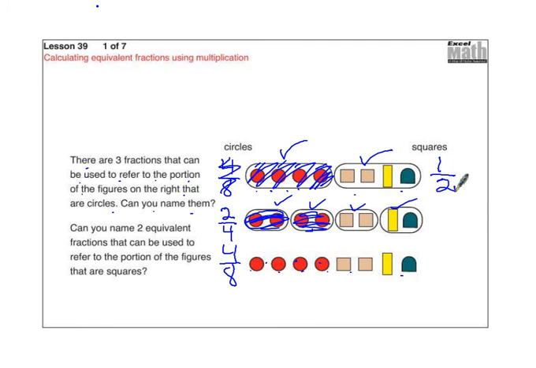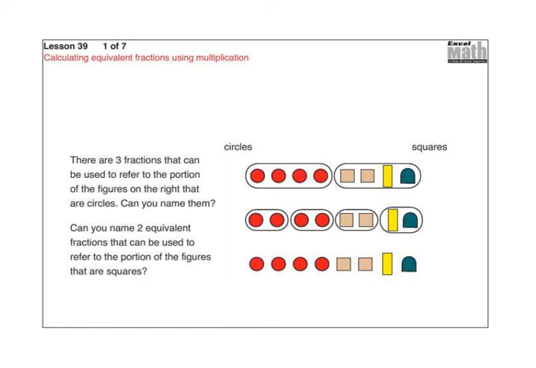All right? And then it says, can you name 2 equivalent fractions that can be used to refer to the portion of figures that are squares? Well, let me get that off of here. And what fraction would we say that the squares are? Why don't you try that on your own? Go ahead and list that out over here. Put the fractions that are the squares for each one of these. Pause the video, turn it back on when you're ready to see the solutions.